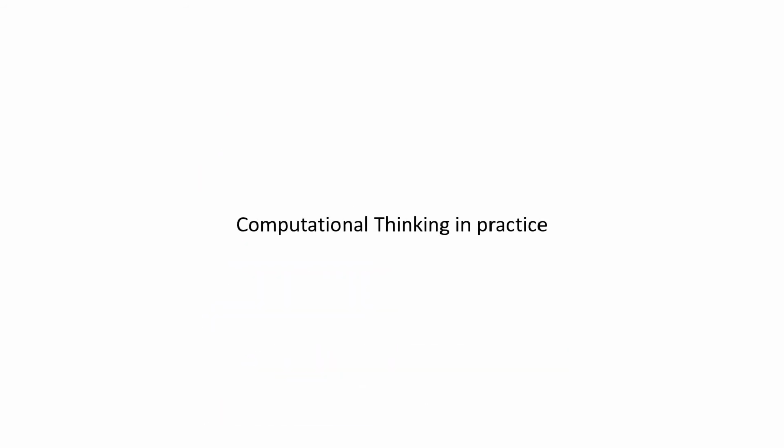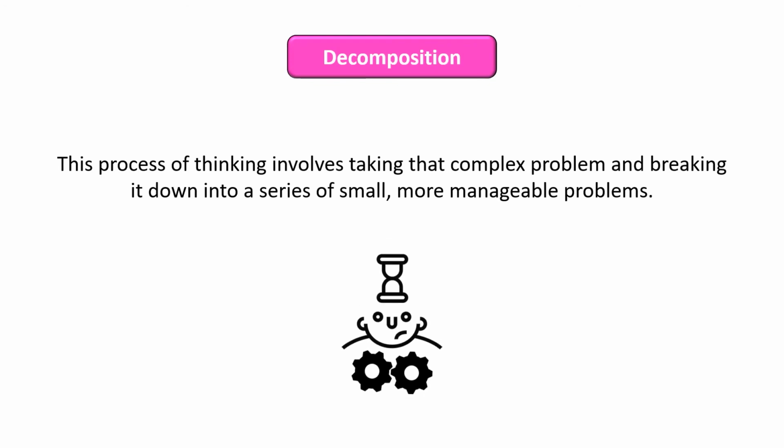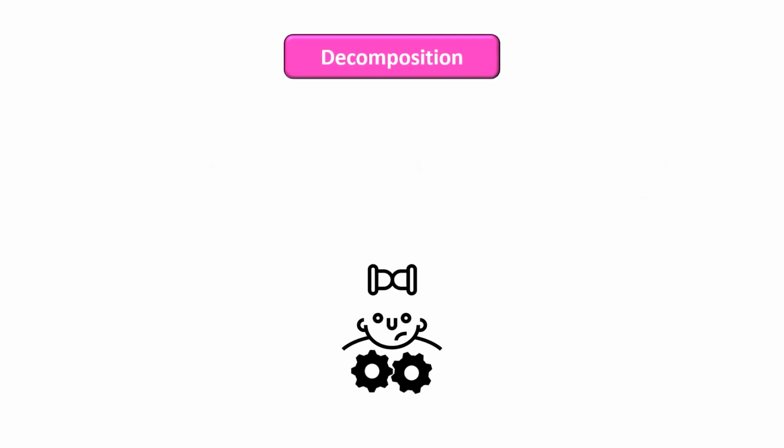Computational thinking in practice. If we have a complex problem at hand, here's how computational thinking enables us to deal with it using the 4 stages. This process of thinking involves taking that complex problem and breaking it down into a series of small, more manageable problems. That is the decomposition phase.